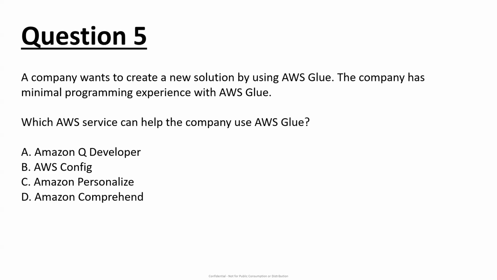If you think like this, without going to the options, for Glue specifically you need some developers. They mentioned they do not have people who have programming experience, or they have minimal programming experience. So ideally this should go to a service where AWS is helping developers. Comprehend, Personalize, Config, none of these can help with developers. So the answer should be Amazon Q Developer.